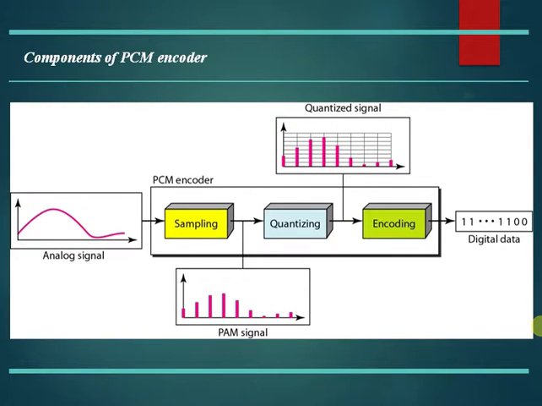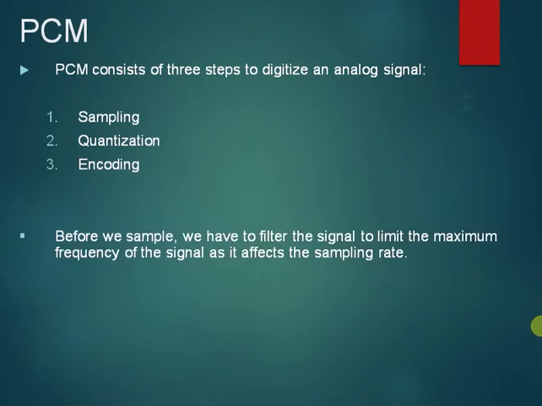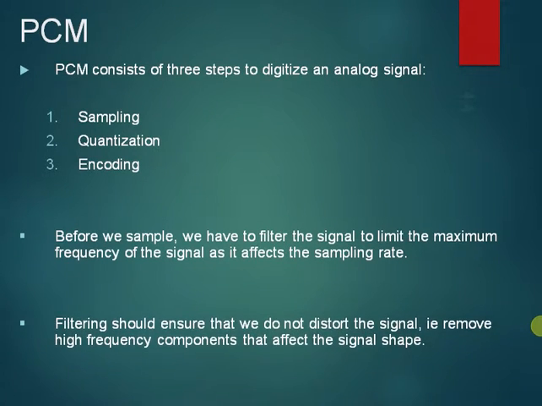In an analog signal we have continuous time and amplitude values. In a digital signal we have discrete and fixed amplitude values at discrete time intervals. So to convert an analog signal into a digital signal we perform three operations: sampling, quantizing and encoding. We describe the three modules in this way: sampling, quantization and encoding.